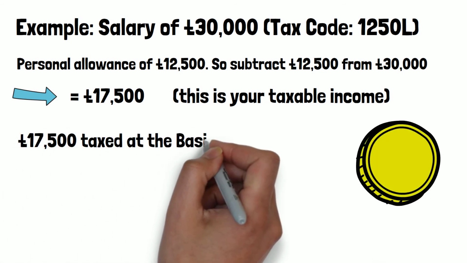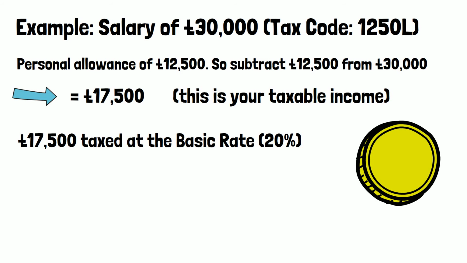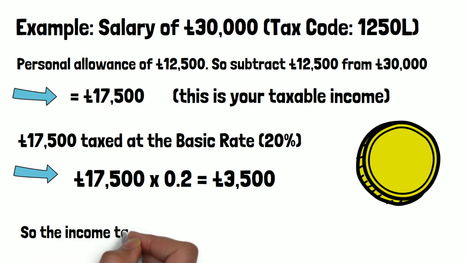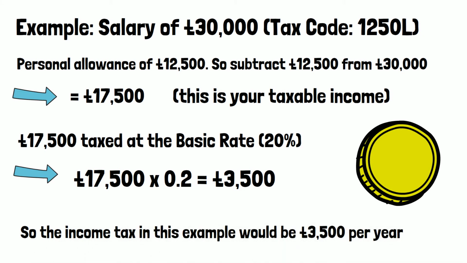As this salary lies completely in the basic rate tax band, this entire £17,500 of taxable income is taxed at 20%, the basic rate. To work this out, we do 17,500 times 0.2, which equals £3,500. So the income tax in this example would be £3,500 per year.